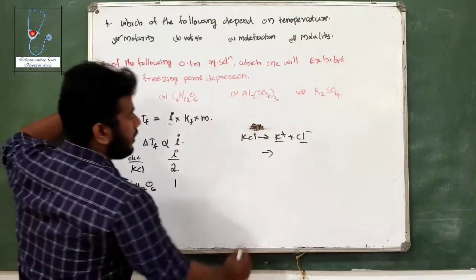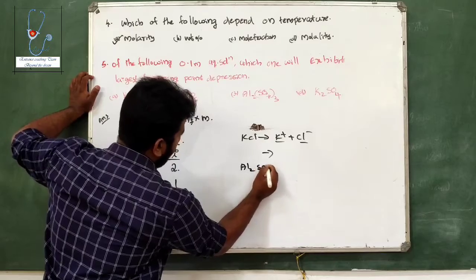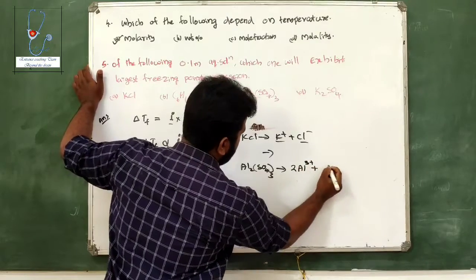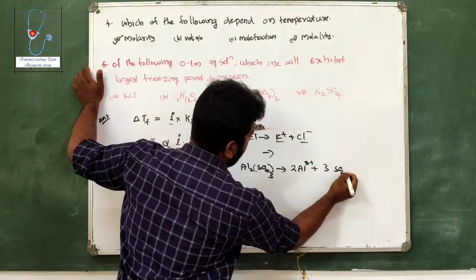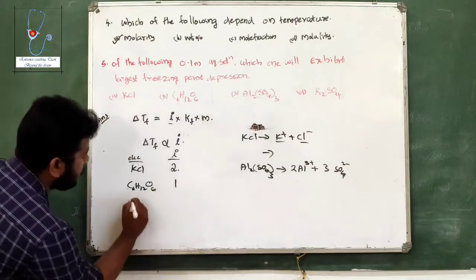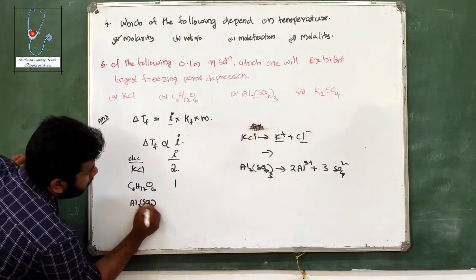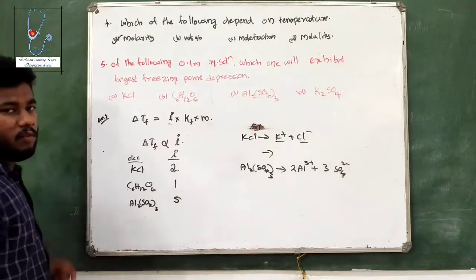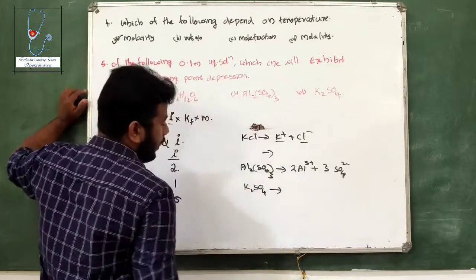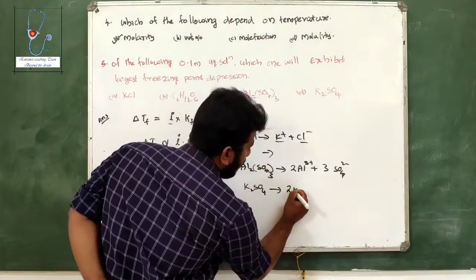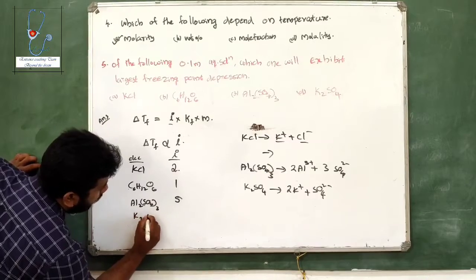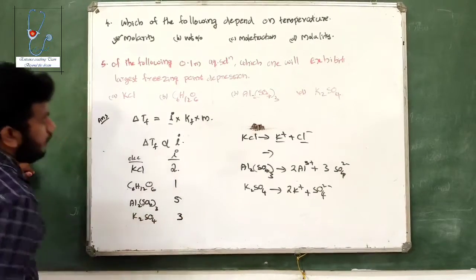Next, Al2(SO4)3, which dissociates as 2Al3+ and 3SO4 2-. 2 Al and 3 SO4, so its Van't Hoff factor i is equal to 5. Next is K2SO4, which dissociates into 2K+ and SO4 2-. So the Van't Hoff factor for K2SO4 is equal to 3.